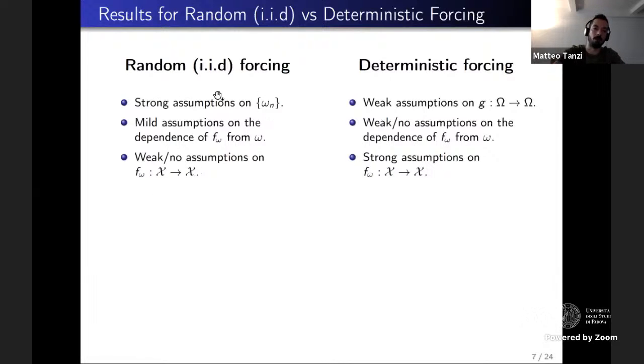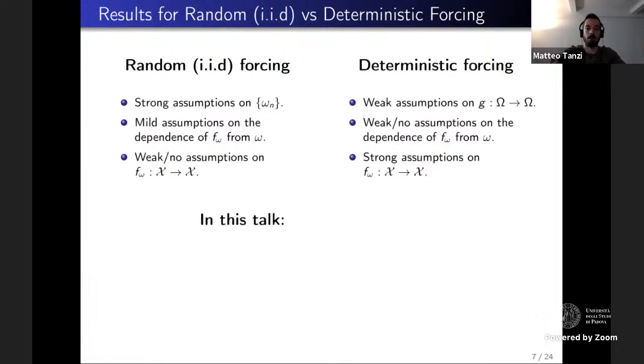All of the assumptions are in these other two ingredients, while for deterministic forcing, we usually have very strong assumptions on F omega. So the F omega, as I said in the previous slide, they should share some common good property, like hyperbolicity or something else, but they should share some good properties. And this restricts a lot the choice for the maps F omega.